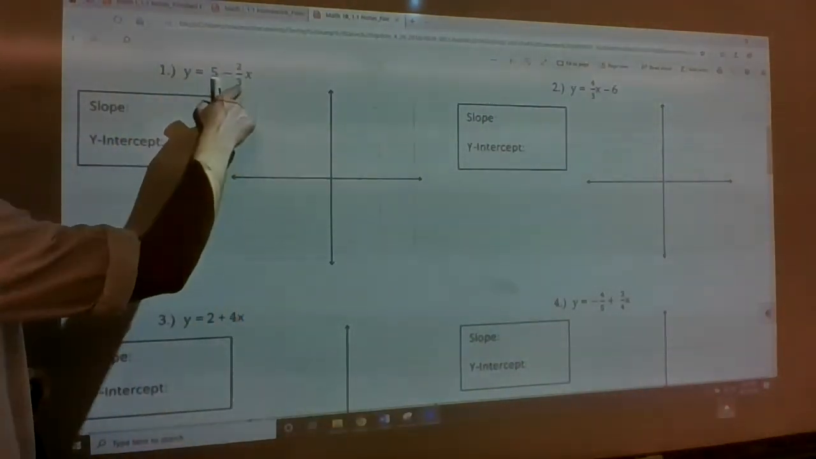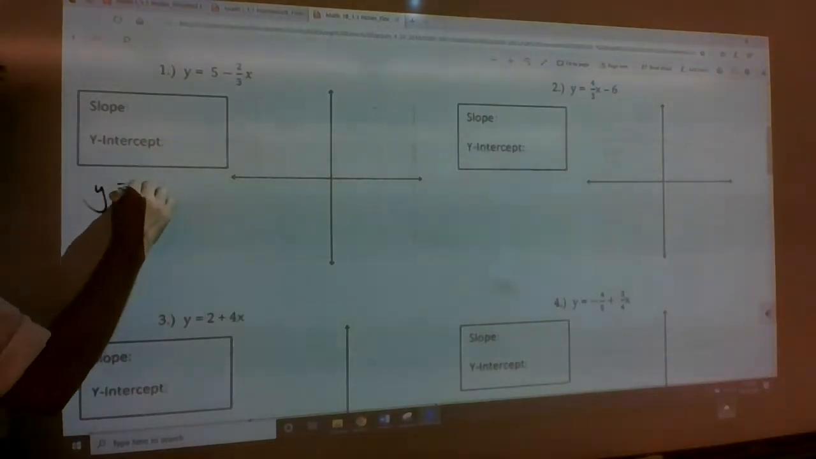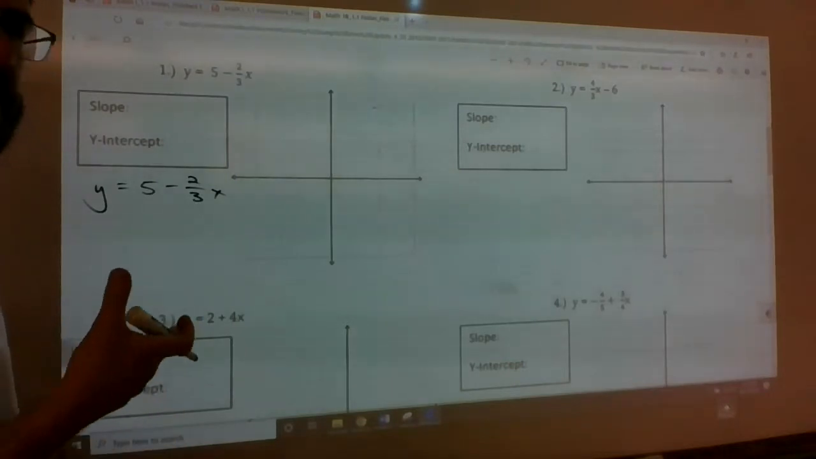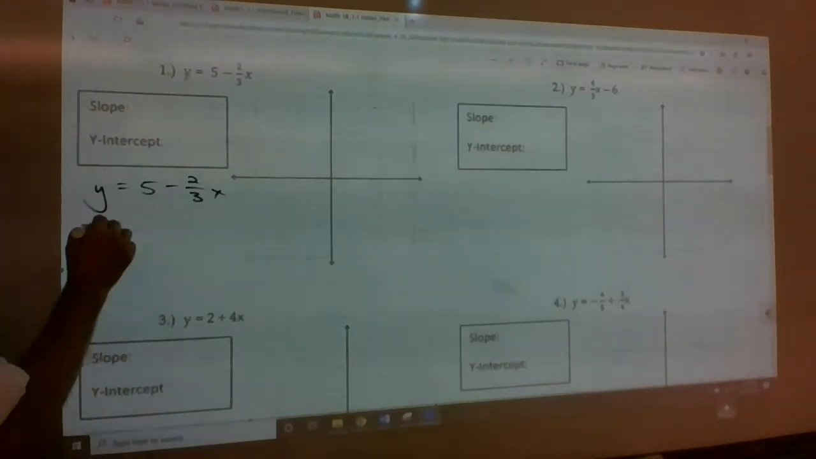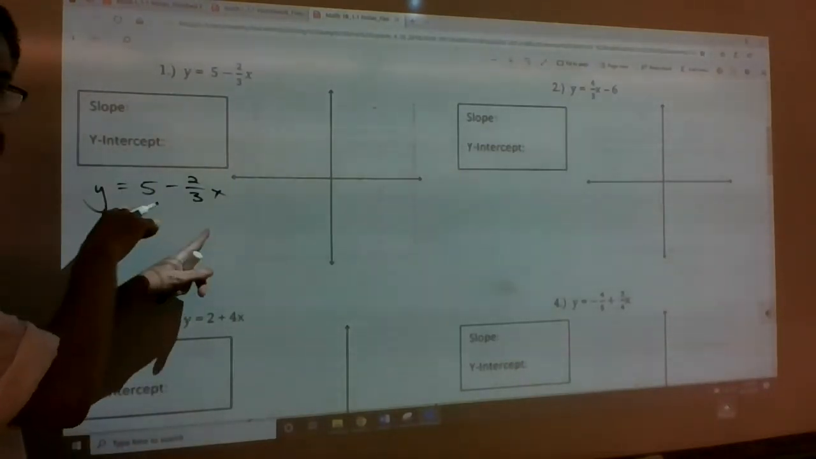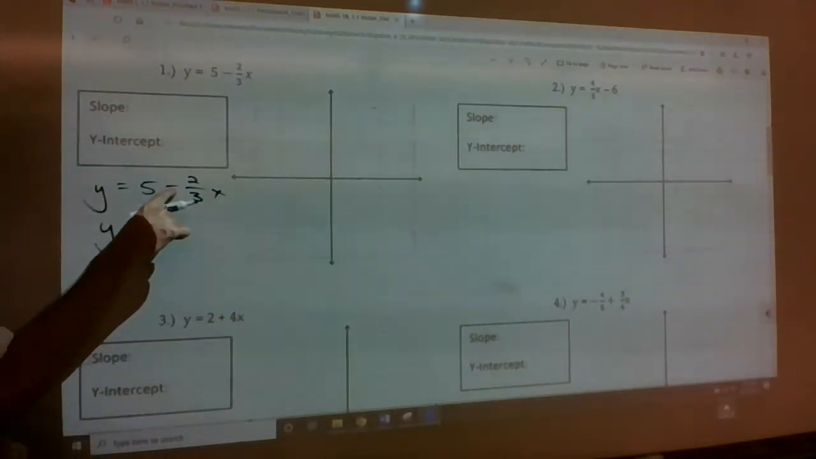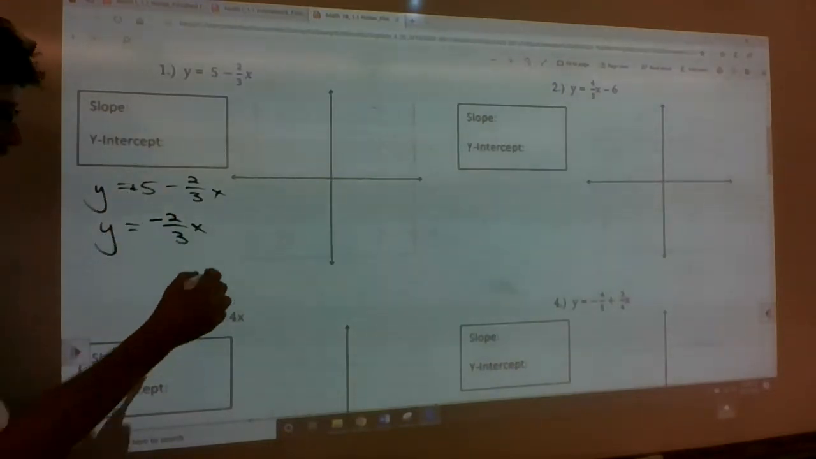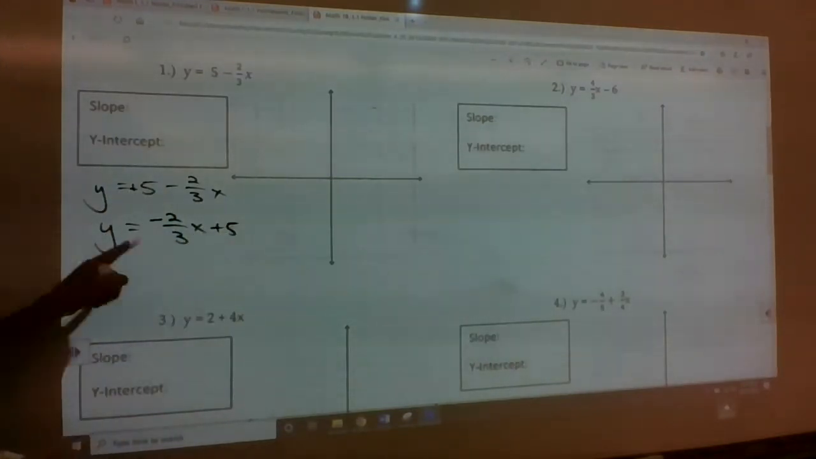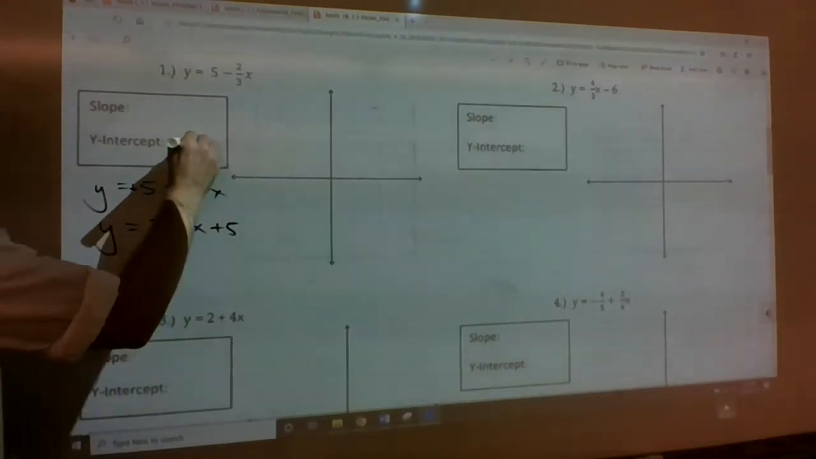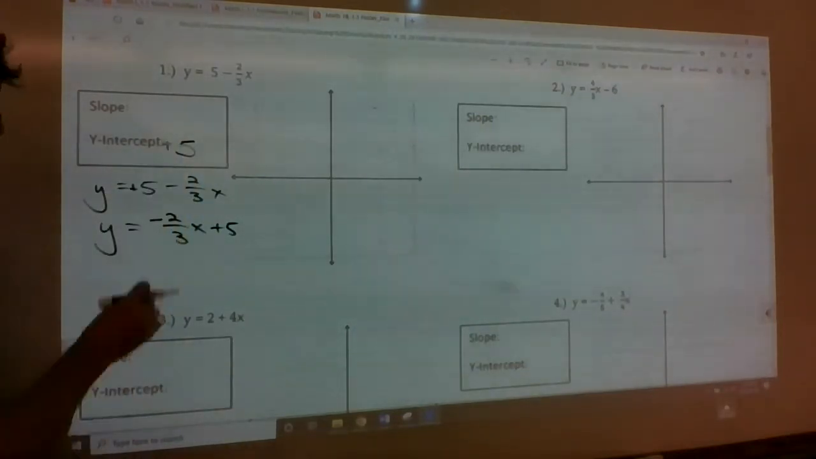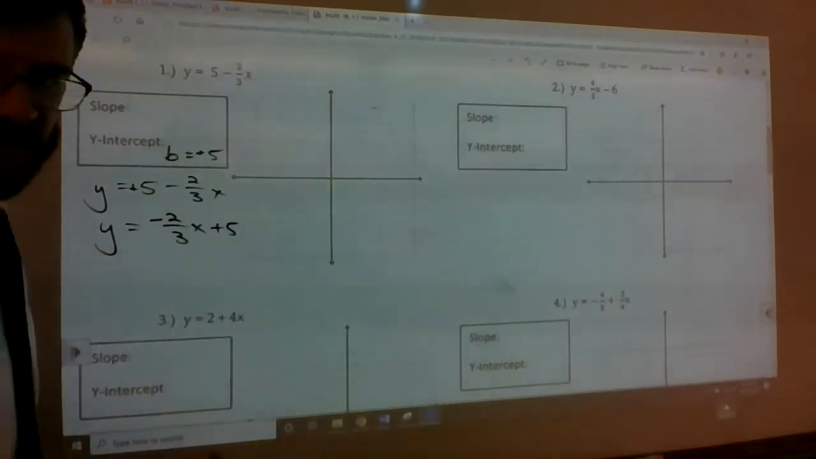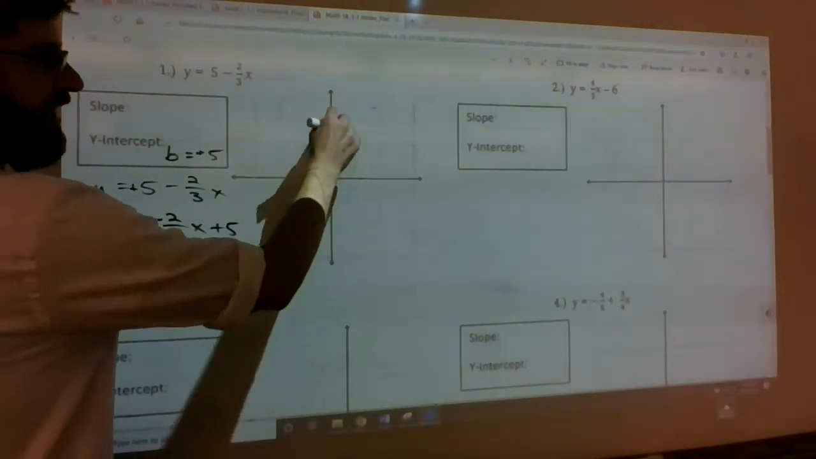So y equals 5 minus 2/3 x. Normally we want to write it as y equals mx plus b. So you can actually reverse the order of these. Just make sure that the negative travels with the 2/3. So it's -2/3 x, and then there's a positive 5 right there. Right here it's showing you that the plus 5 is our y-intercept. In fact, I'm just going to say b equals positive 5, just to keep things as clear as possible. Go up 1, 2, 3, 4, 5 units.